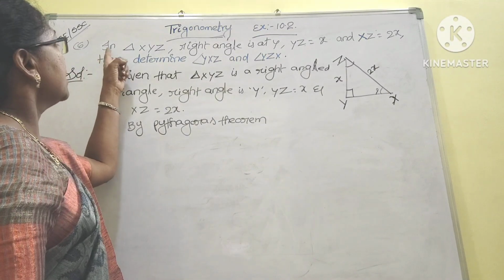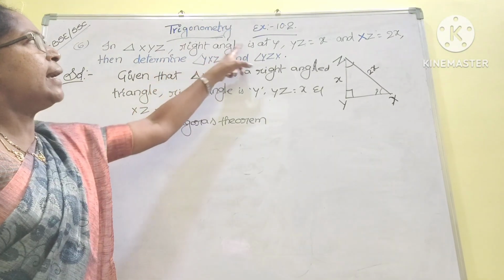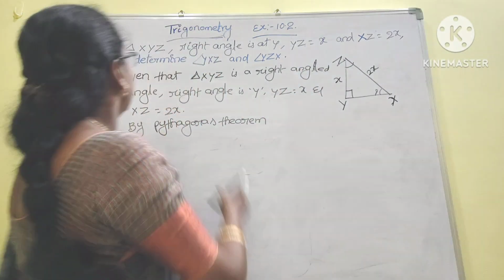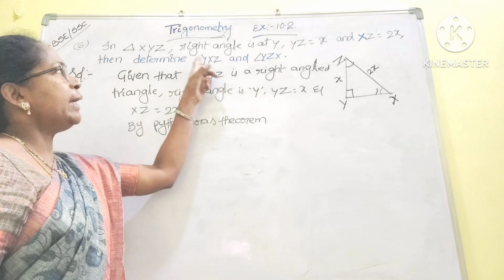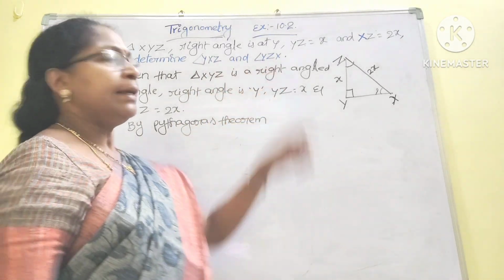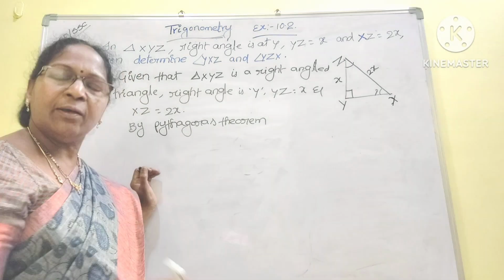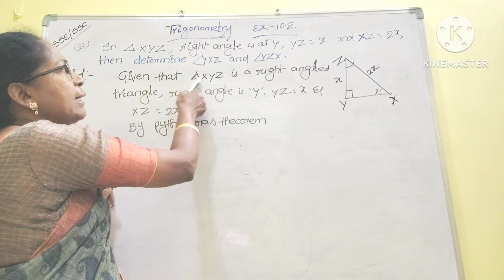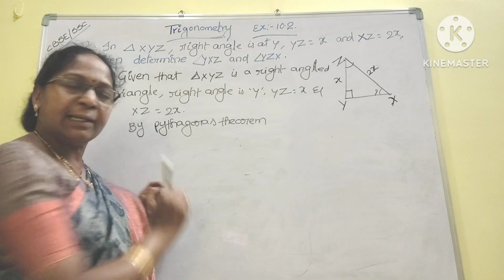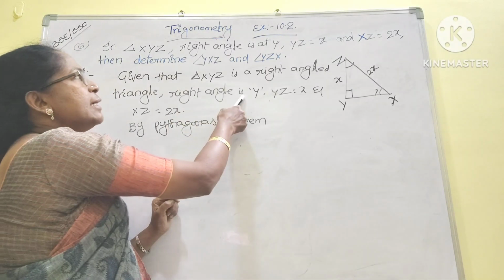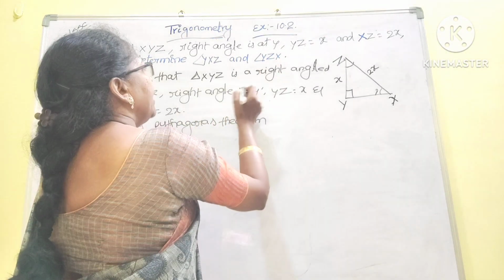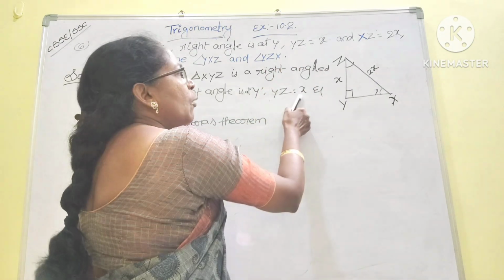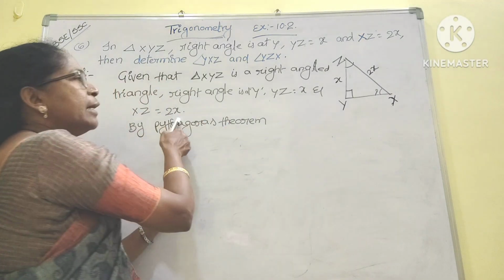Next question. In triangle XYZ, a right angle is at Y, YZ equals X and XZ equals 2X. Then determine angle YXZ and angle YZX. Here, what is given? First write the given data. Triangle XYZ is a right angled triangle. Right angle is at which letter? At Y, comma, YZ equals X and XZ equals 2X.